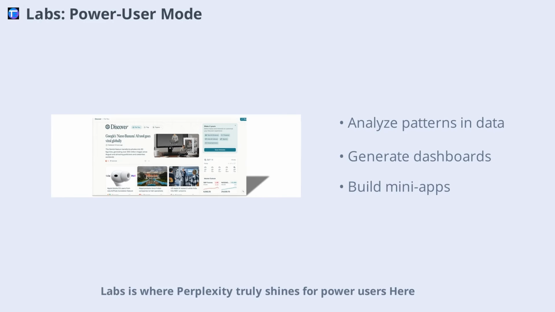Labs is where Perplexity truly shines for power users. Here, you can upload data like a YouTube channel link and ask Labs to analyze patterns. It can spot trends, generate interactive dashboards, and even suggest optimization strategies. Want to go further? Build mini apps that automate tasks like SEO analysis or job alerts. Labs isn't just about research, it's about executing and building with your data, turning insights into action.